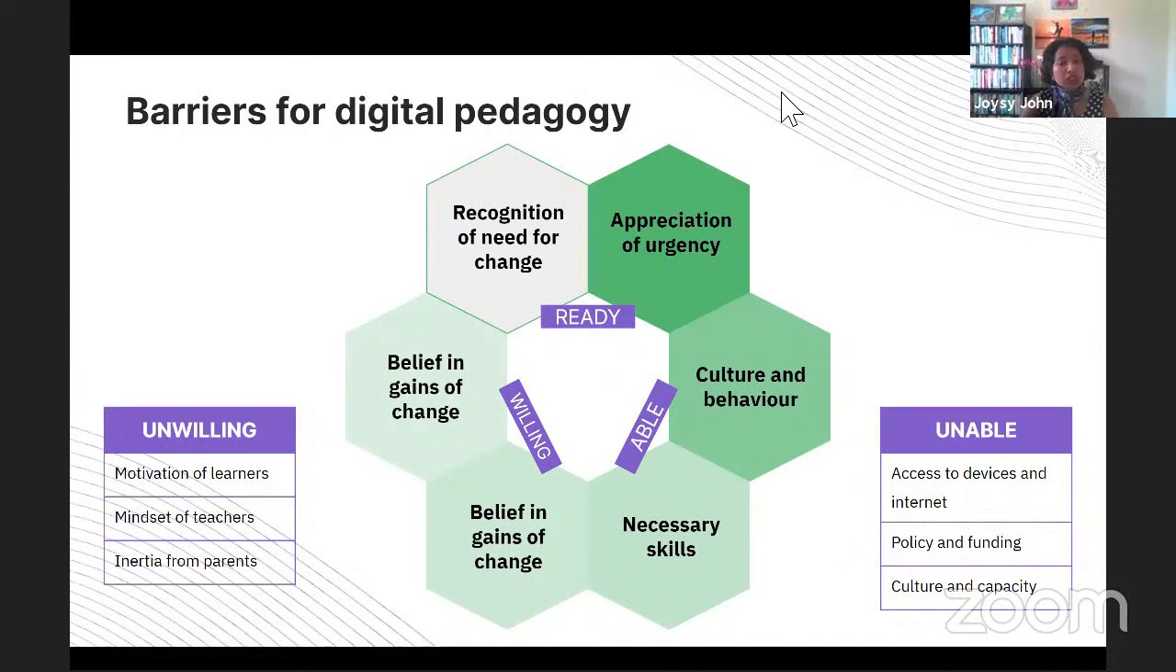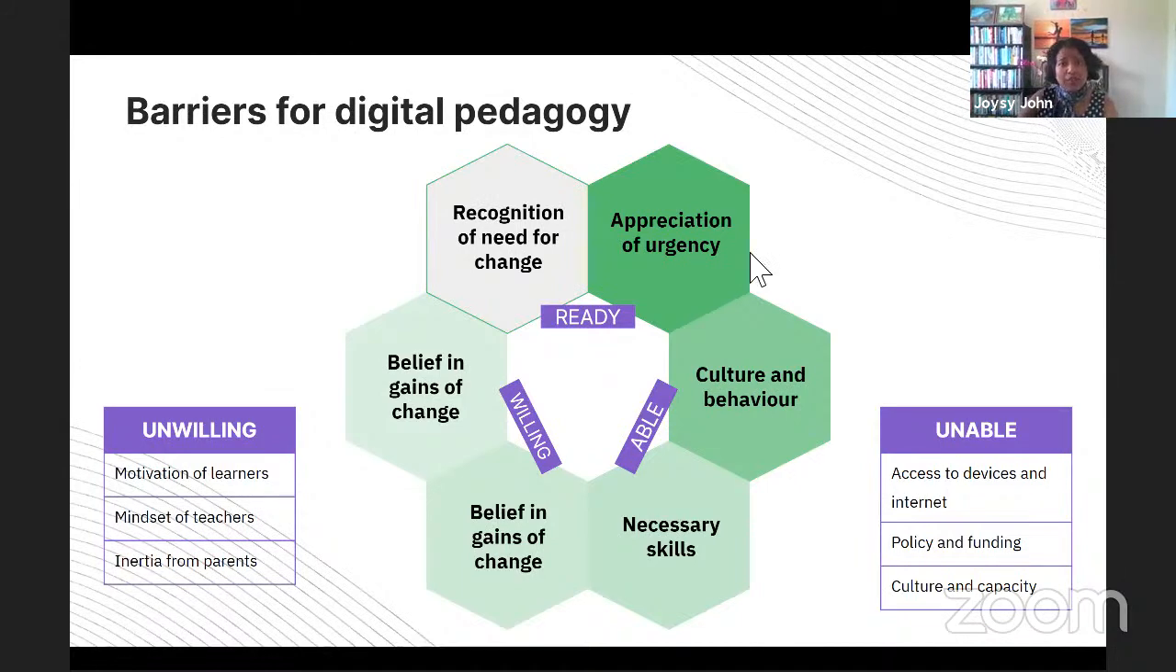But there's also a question around ability, and are they able to access the internet? Do they have the right devices? Is there enough funding and resources available? Is there a culture of learning and capacity within the system to help people with digital learning?